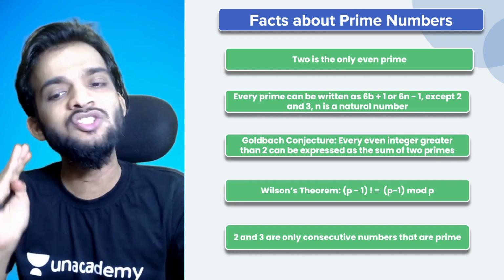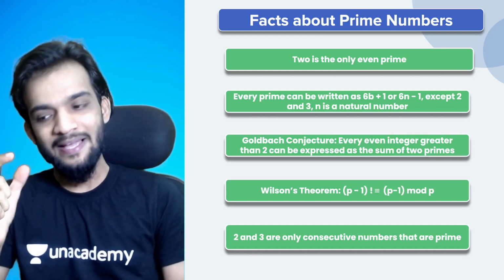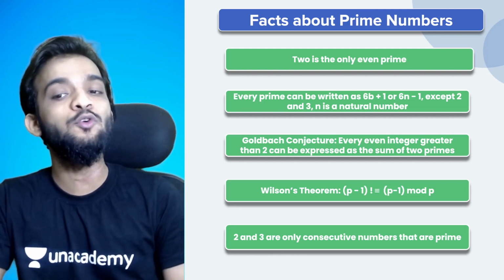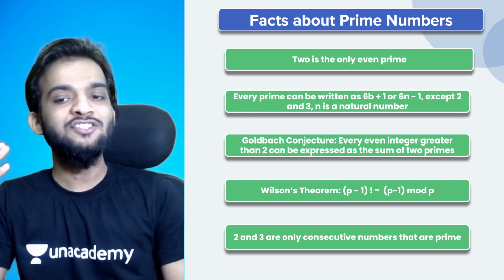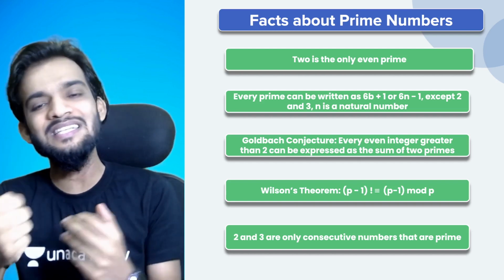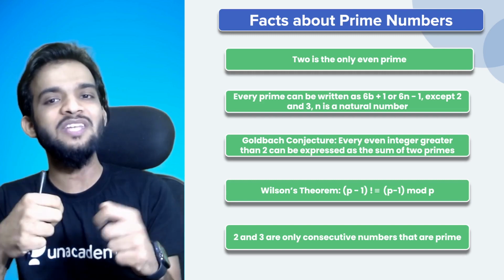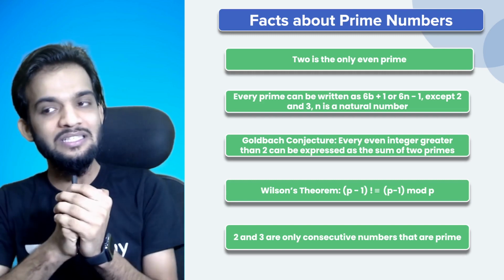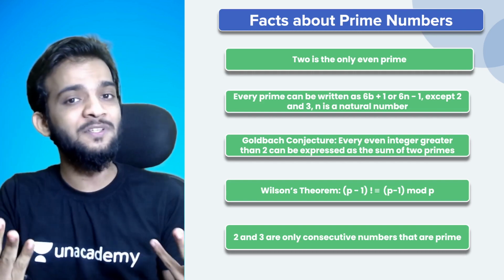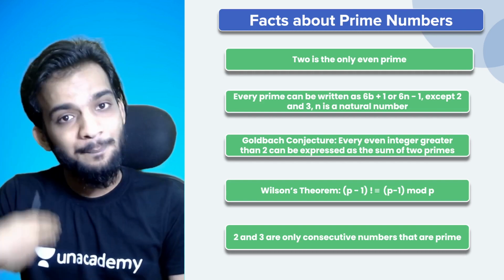Next, the Goldbach conjecture. What does that mean? Every even integer greater than 2 can be expressed as sum of two primes. Okay, so what does that mean? You take any even integer. For example, let's take 16. Come on, think of two primes expressing 16. Can I say 13 plus 3? Yes. So any even number can be represented as a sum of two primes.